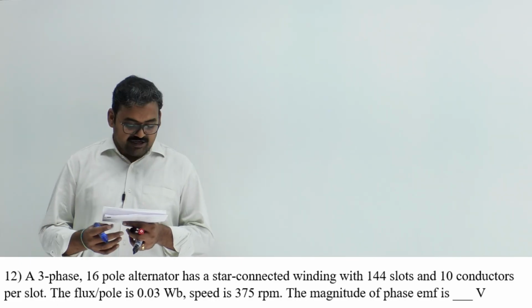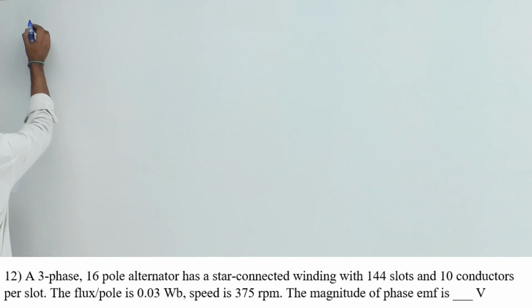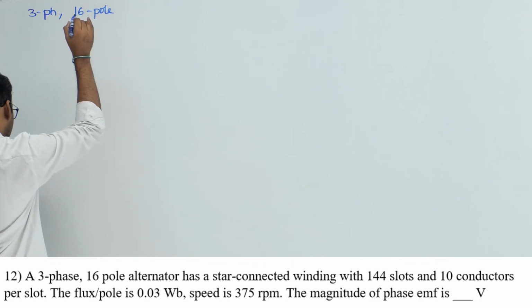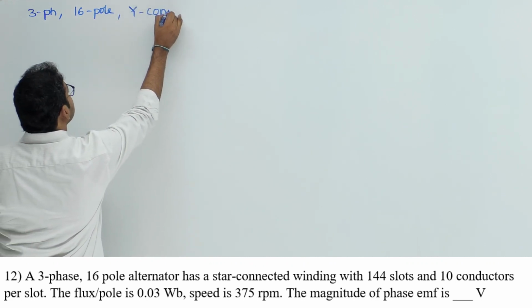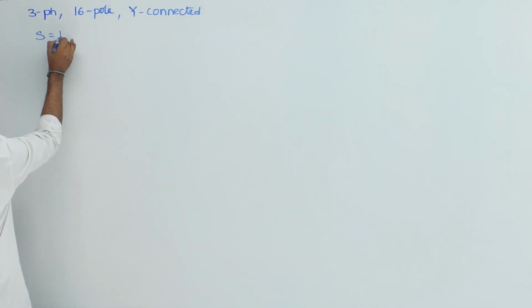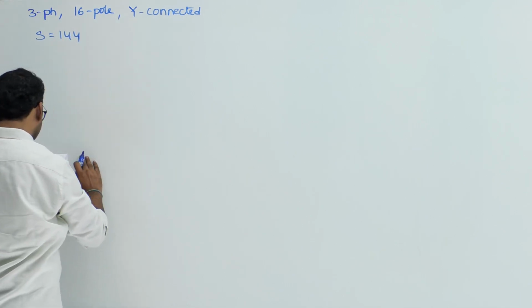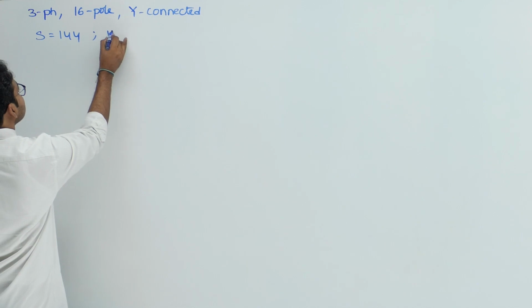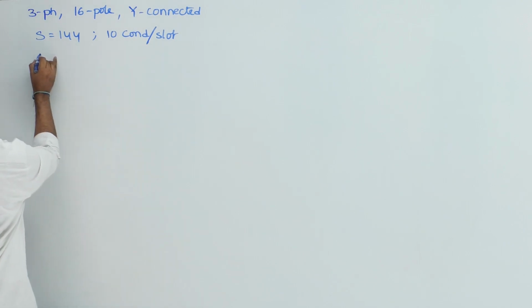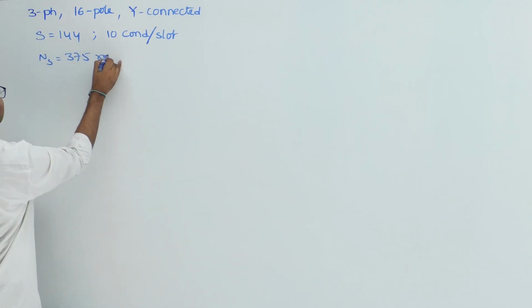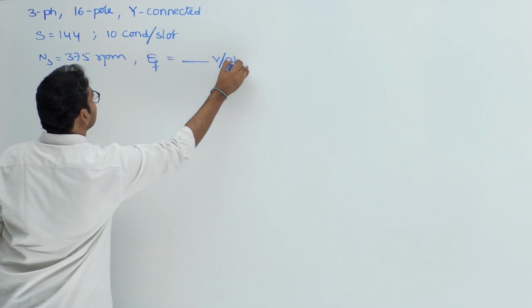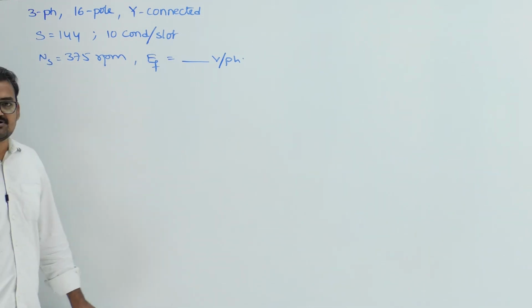First let me note down the data given. It was mentioned 3-phase, 16-pole alternator, star connected, and 144 slots are there. Total number of slots is equal to 144, and 10 conductors per slot. This is important. Speed is given, 375 RPM. Now, the question is the magnitude of induced EMF per phase.